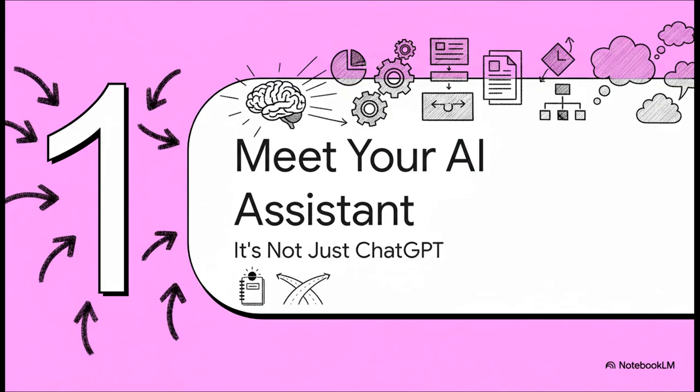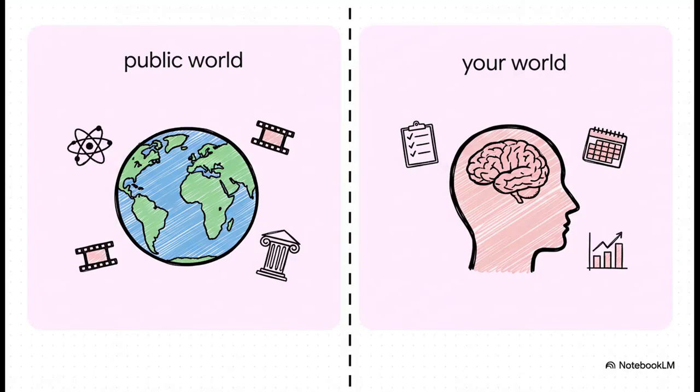Well, to get it, you gotta understand that Notion AI isn't just another ChatGPT clone. No, it's a completely different kind of assistant. Here's the main difference, and it's a big one. A general AI knows about the public world, history, science, who won the World Series in 1988. But Notion AI is built to be an expert on your world, your meeting notes, your project plans, your personal to-do lists. It gets your context.